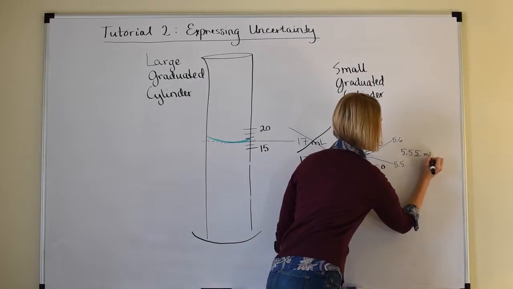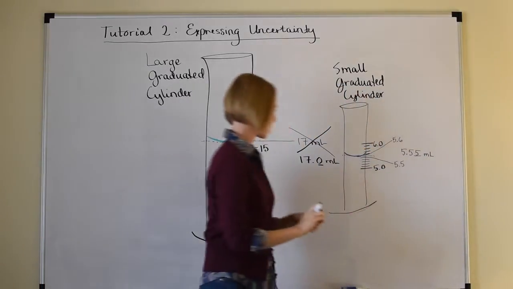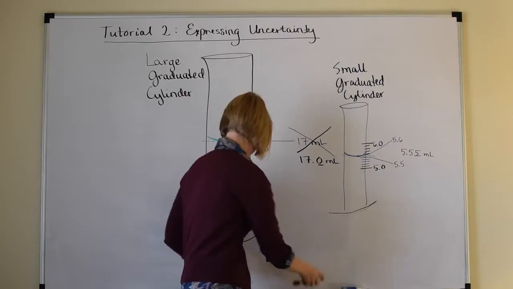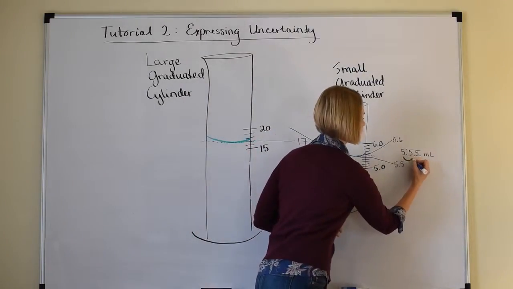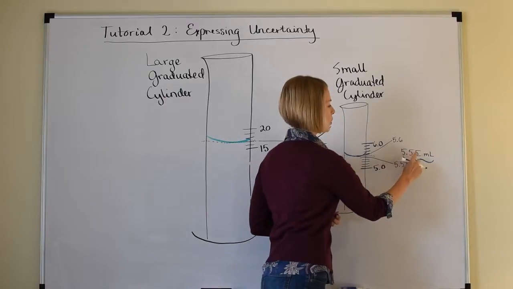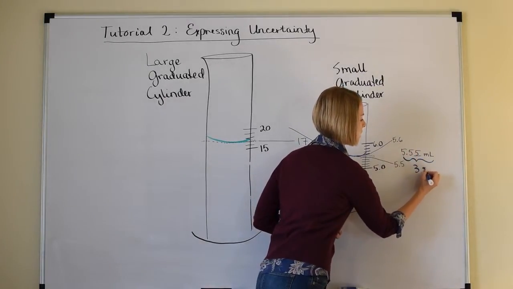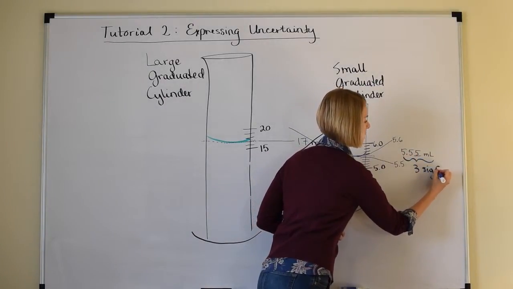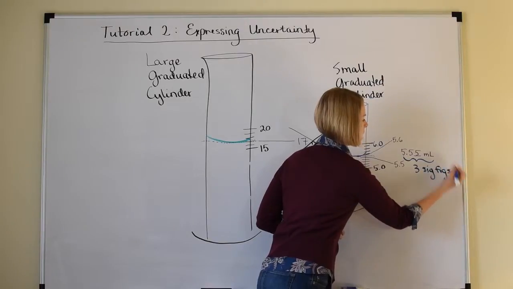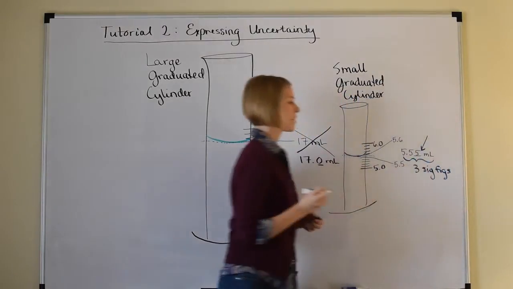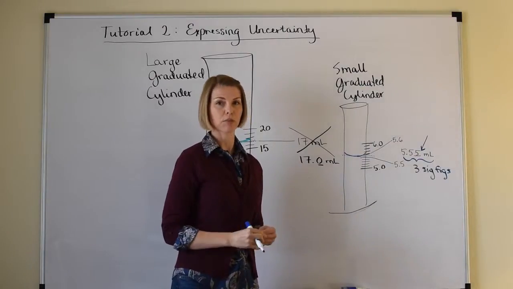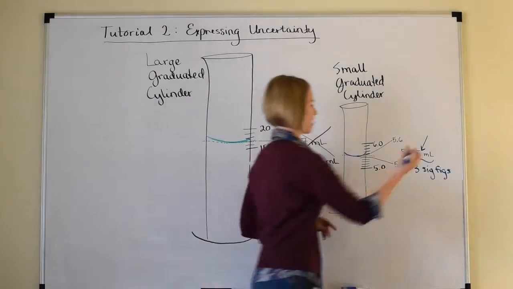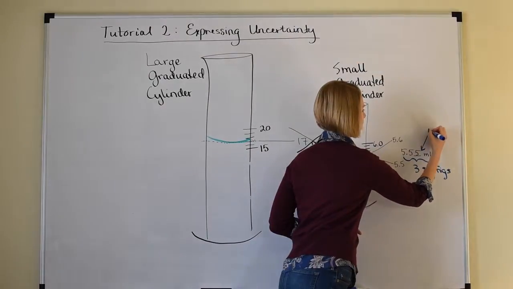And don't forget your units, milliliters. Okay. So this measurement here has 1, 2, 3, 3 significant figures. I'll just write 3 sig figs. And the estimated digit is in the 100th decimal place. So that last 5 is the estimated digit.